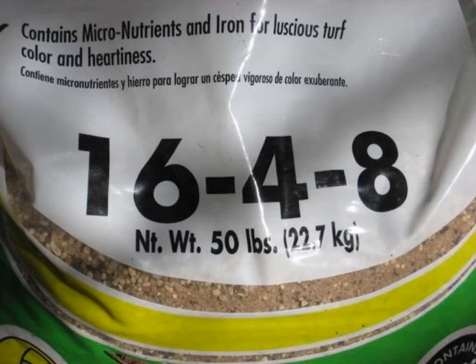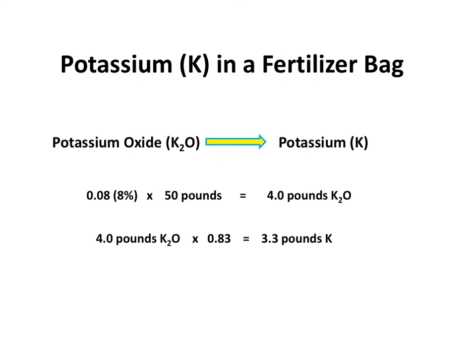The analysis of potassium, along with nitrogen and phosphorus, is displayed on the front of fertilizer bags. The potassium is expressed in the form potassium oxide, which is the standard form that the American Association of Plant Food Control officials use to set what the fertilizer manufacturers must guarantee in their fertilizer products. In this case, 8% of the bag contains potassium oxide. The actual potassium in the bag is 83% of the potassium oxide.